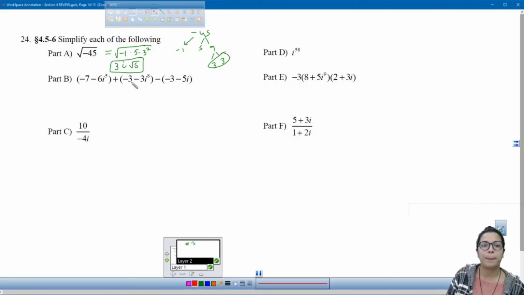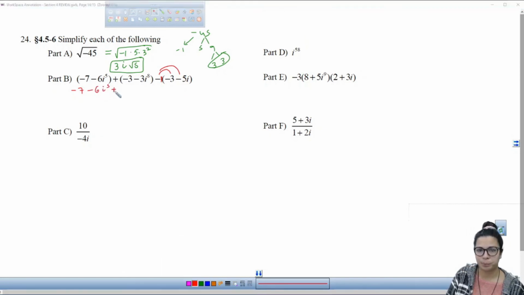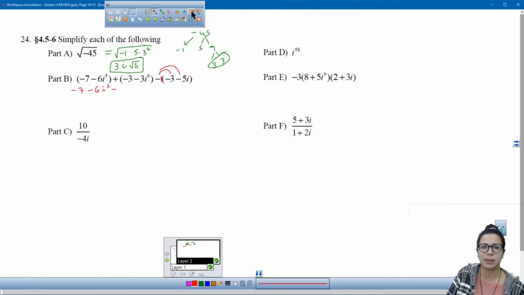Okay, for part B, I'm adding up these terms. So the parentheses are not necessary because we're just adding this. The only time that the parentheses is necessary is because here negative 1, we need to distribute that to both of these. So remember when you're subtracting to distribute. So we have negative 7 minus 6i to the 5th power plus a negative 3. Well, plus a negative 3 is really just a minus 3i to the power of 8. And then negative 1 times negative 3 is positive 3. Negative 1 times negative 5i is positive 5i.